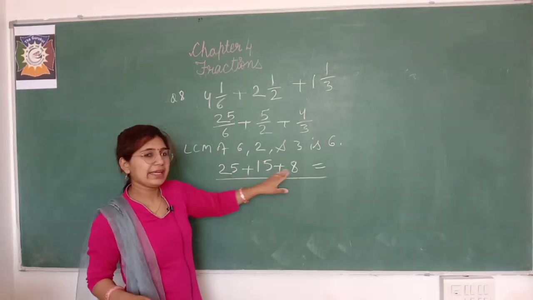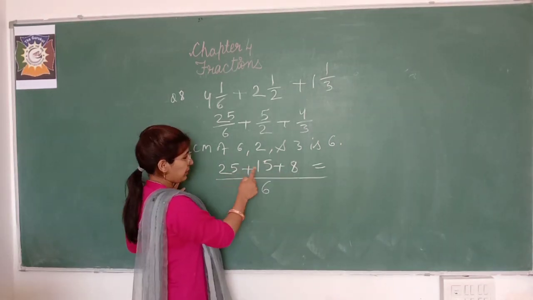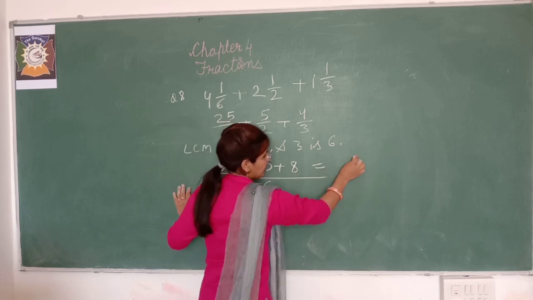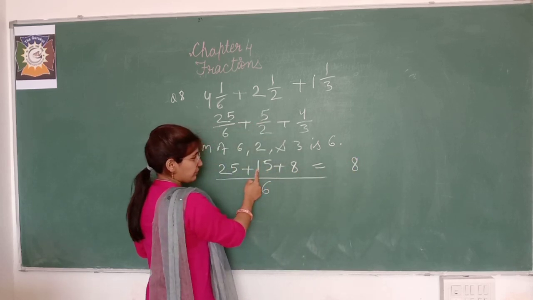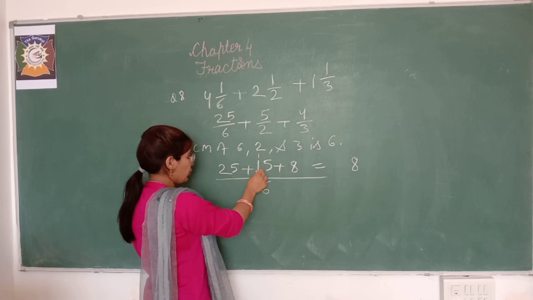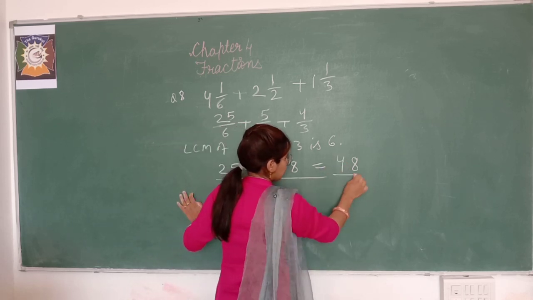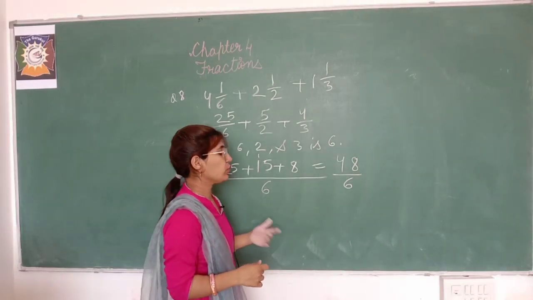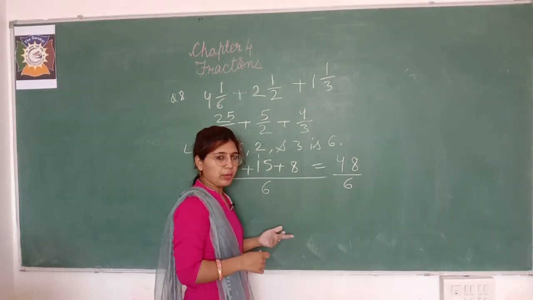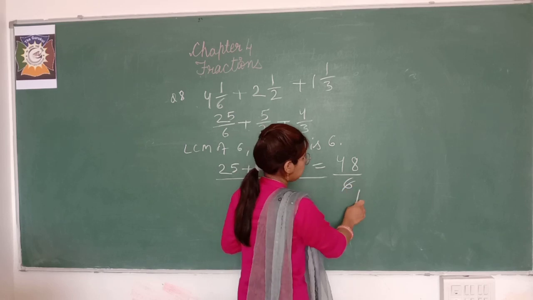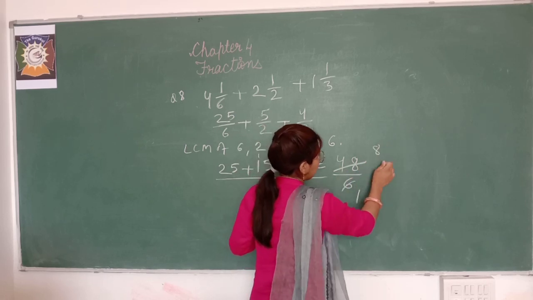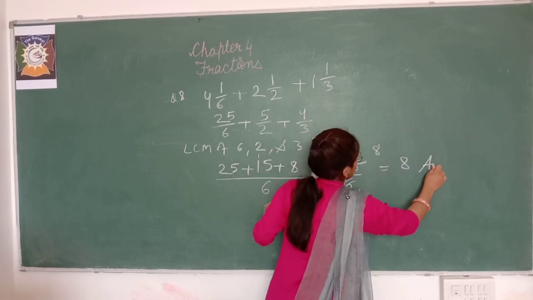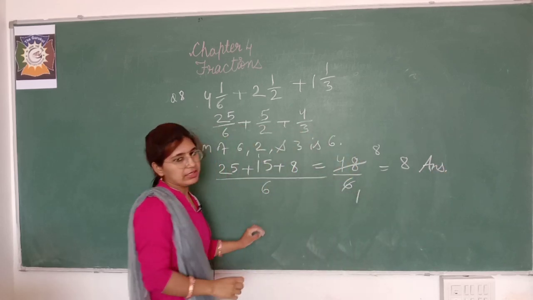Now you have to add this. See बच्चे, 5 plus 5 is 10, 10 plus 8 is 18, 1 carry, 1 plus 1 carry, plus this 1 is 2, 2 plus 2 is 4, and this is 6. Now बच्चे, it is in the form of an improper fraction, convert it into a mixed fraction or proper fraction. See बच्चे, 6 1s are 6, 6 8s are 48. So बच्चे, your answer is 8. The sum of the given fractions is 8.